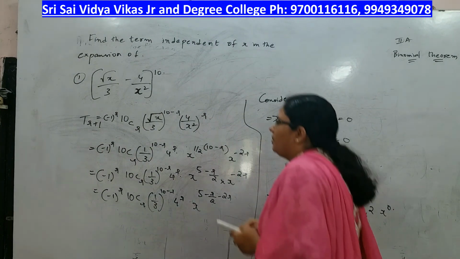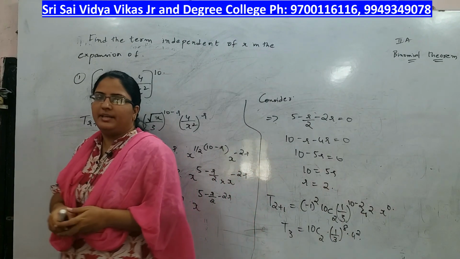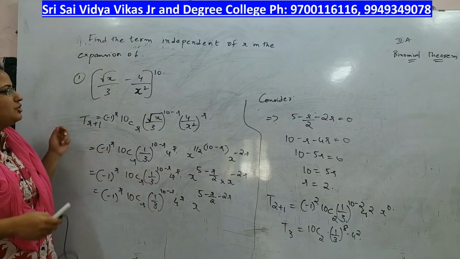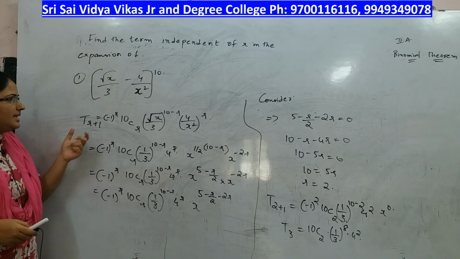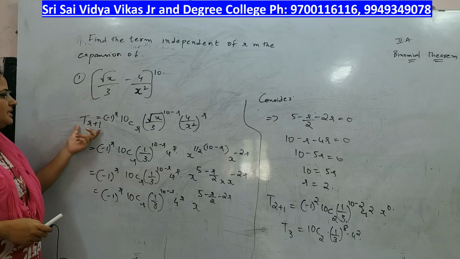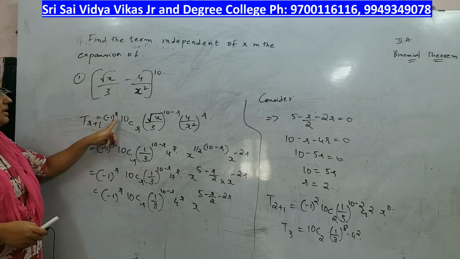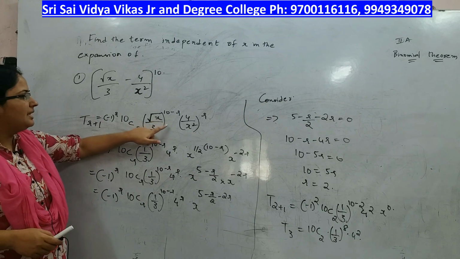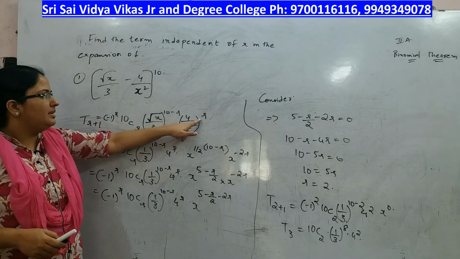Our next set of problems. In this problem we have to find the term independent of x, that means x power should be 0. Let us take the general term. The general term is T(r+1) = (-1)^r 10Cr (√x/3)^(10-r) (4/x²)^r.